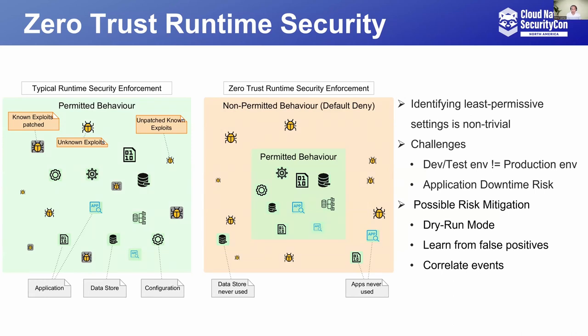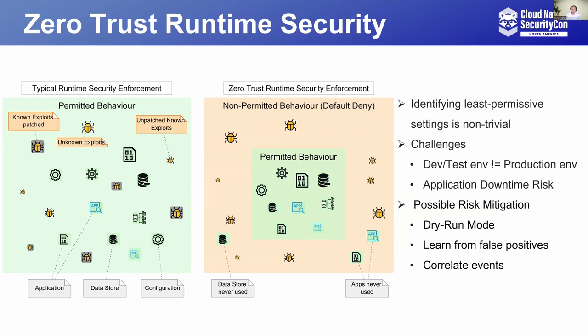However, identifying this security posture is non-trivial. There are real risks of impacting the application runtime behavior and, in the worst case, causing application downtime. There are a few things necessary in the framework to consume the least permissive security posture. One, the ability to operate in dry run mode. The user needs to be confident that there are no false alerts generated by the system until they flick the switch to default deny mode.